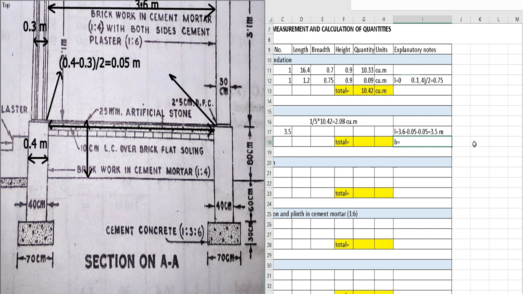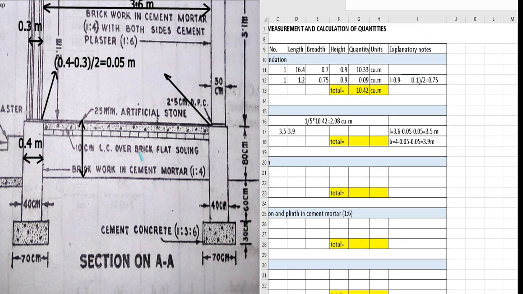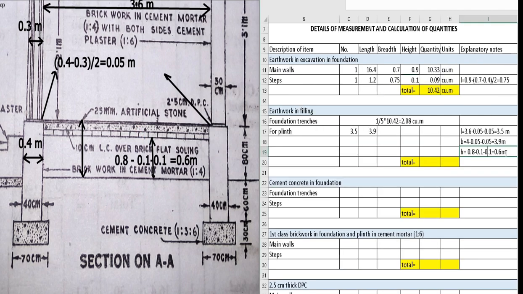Similarly, internal dimension of the room 4 meter minus 0.05 from one side and another 0.05 from the other side, so we will get 3.9 meter. We have to do the earthwork in filling from this point to this point. That means this height is 80 centimeter. We assume that the soling is also 10 centimeter height and this LC is also 10 centimeter height. So we will get our height as 0.6 meter and we get the total quantity as 8.19 cubic meter.